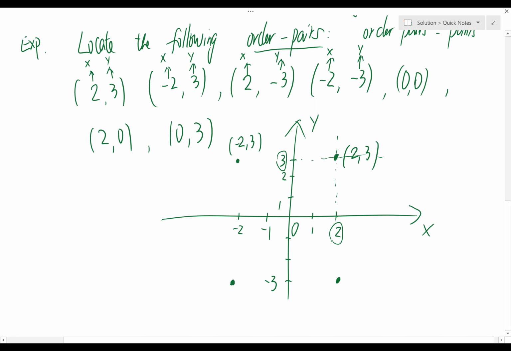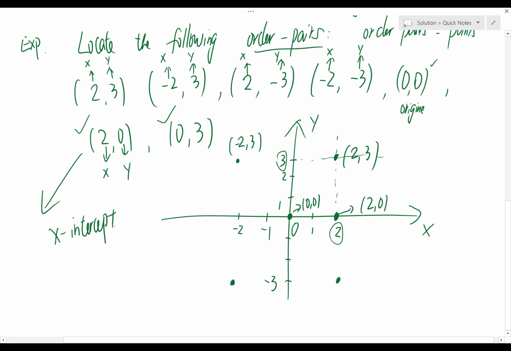Okay. And then 0, 0, that's what we call the origin, right? Origin should be right in the center area, right here. So this is 0, 0. And then we also have two special points here. One of them is 2, 0, the other one is 0, 3. So here the x value is 2, y value is 0. That means it must be located on the x-axis. So it's right here. So this point is 2, 0. And we also call this the x-intercept.